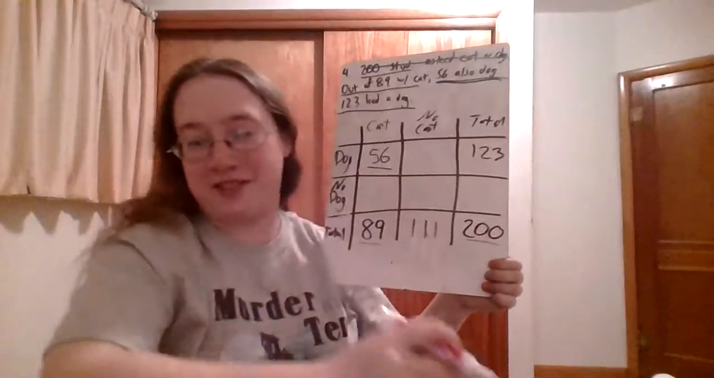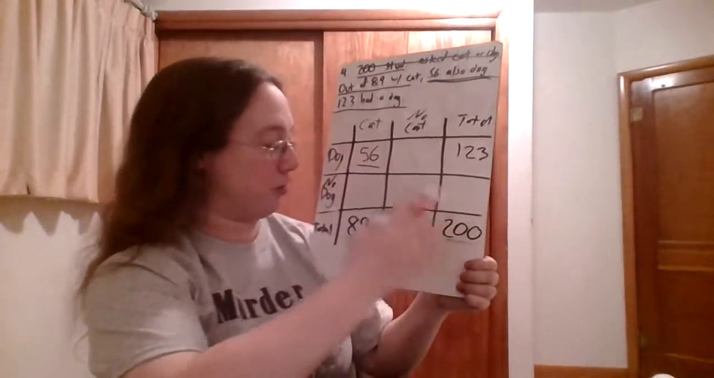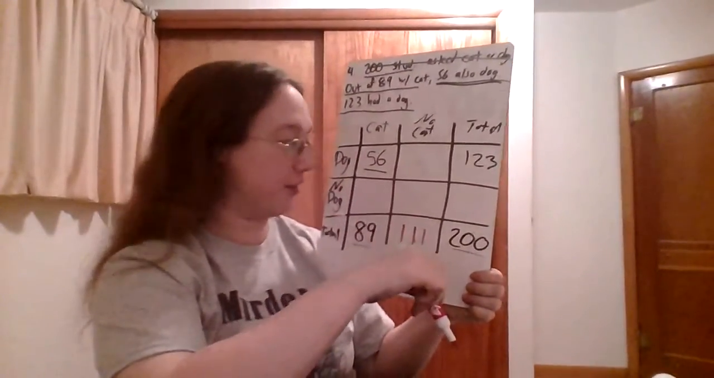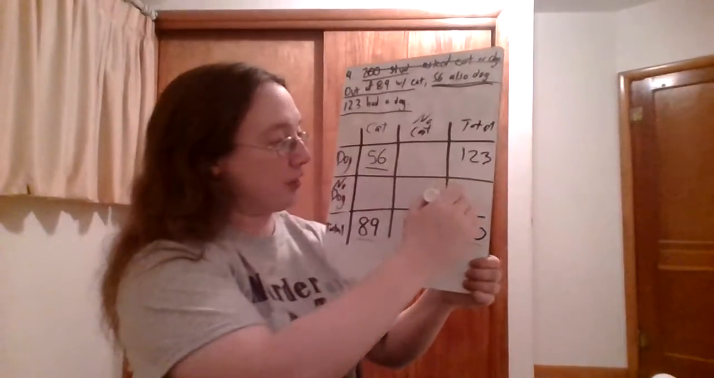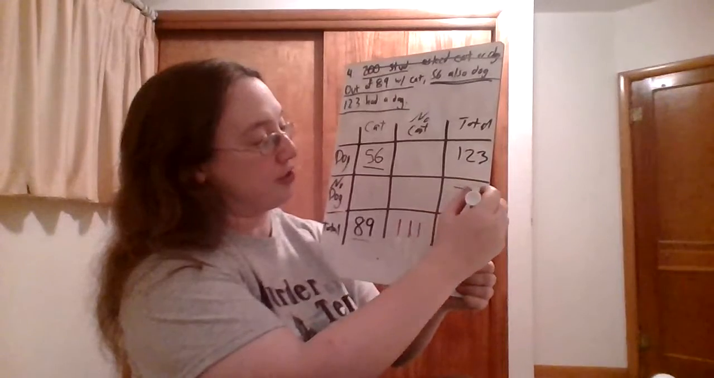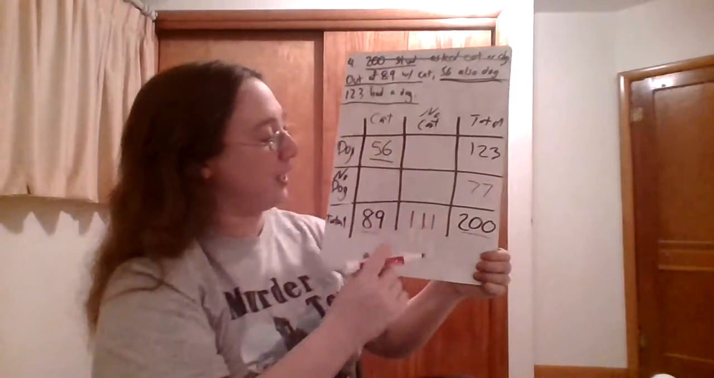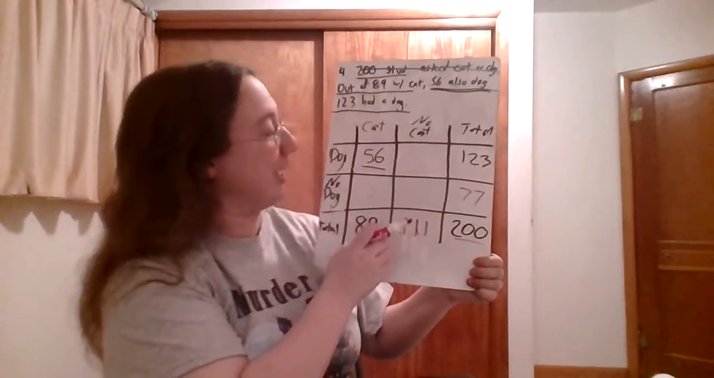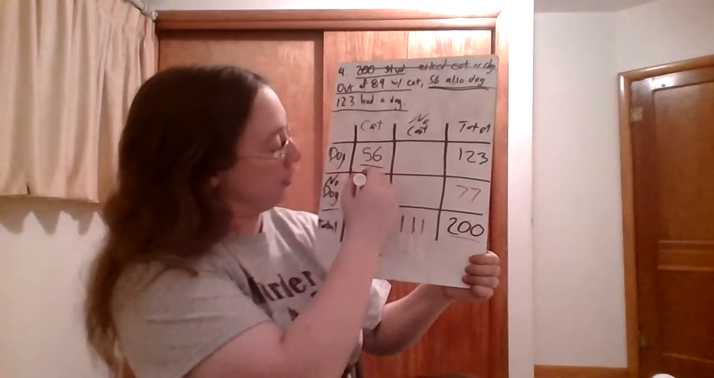And if you're not sure of that off the top of your head, just take your calculator and plug in 200 minus 89. That'll give you that 111. Okay, same sort of thing over here with the 123. 200 minus that 123 gives you 77. And we can do the same thing here. 89 minus that 56 gives you 33.